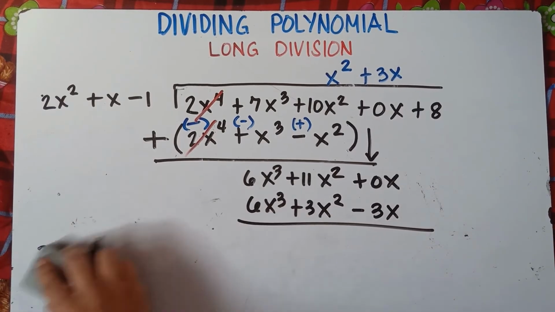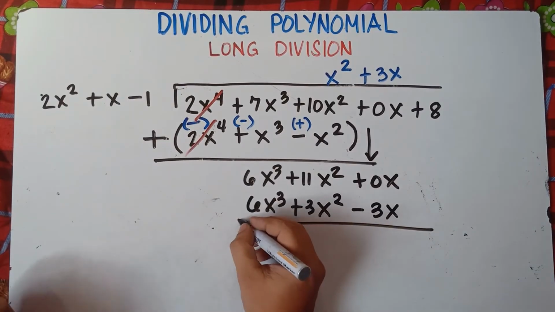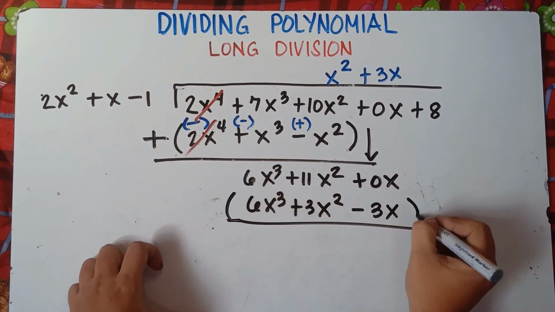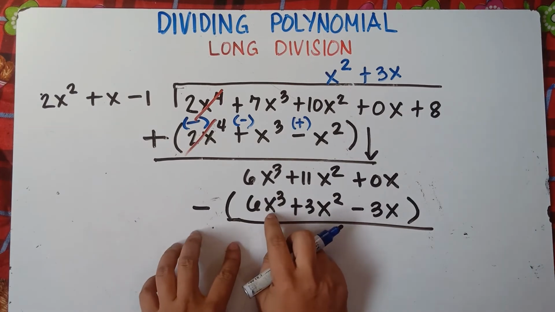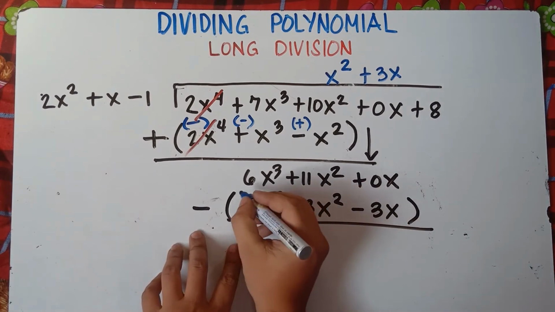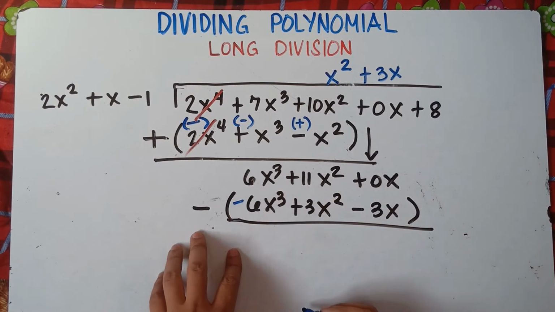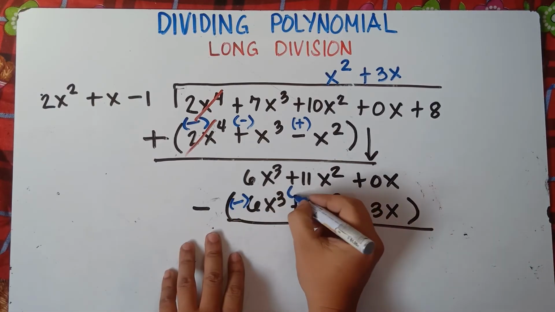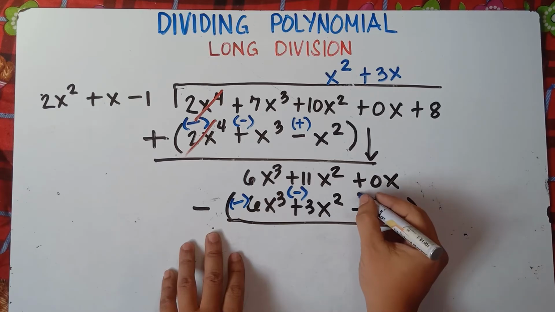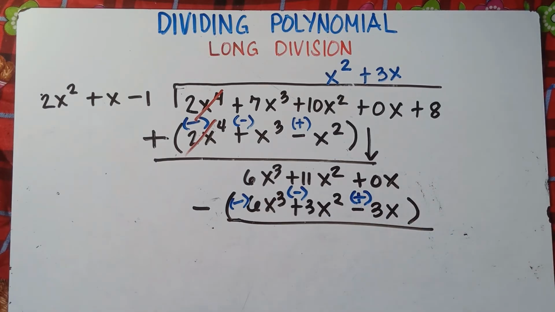Alright, and then we change the sign. But before that, we put parentheses. Then subtract. We change the sign again. We change the sign of this subtrahend, then proceed to addition. So this is positive, it will be negative. I will just put parentheses. This will be negative. This is positive, it will be negative. This is negative, it will be positive. So you follow the blue one, class.